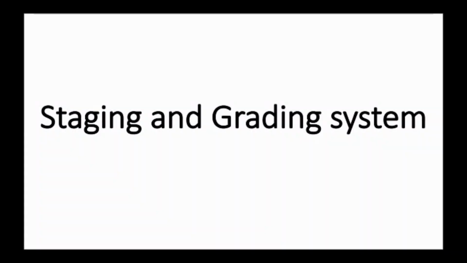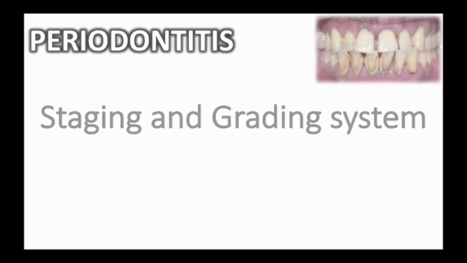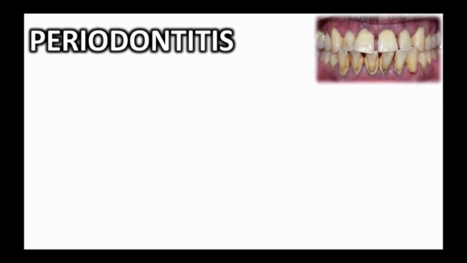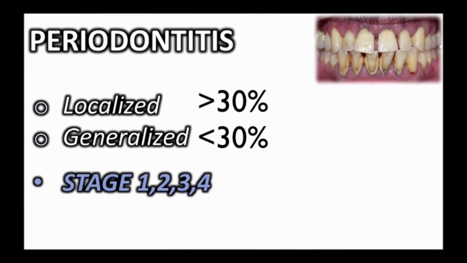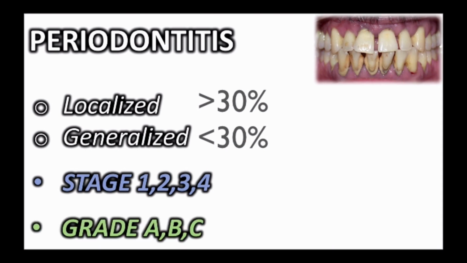Let's see how we diagnose periodontal disease by a staging and grading system. How does that work? Periodontitis can be either localized or generalized, more than 30% or less than 30% of all teeth. It has 4 levels of staging and 3 grades, and I'm going to explain exactly how this works. It's very, very simple, and it's also in your handout.